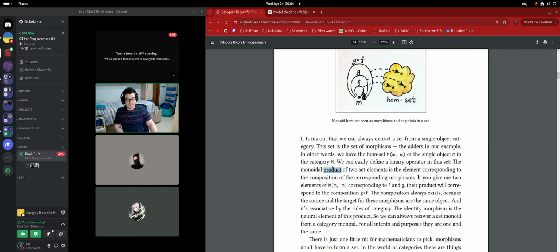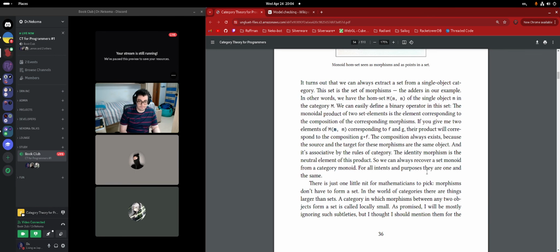Oh, the product is the outcome. I always get confused because of this. The monoidal outcome of the two set elements is the element corresponding to the composition. Yes, but it is still a member of the M set. The composition always exists because the source and the target of these morphisms are the same type, I should say. It is associative. The neutral element is going to form the identity morphism.